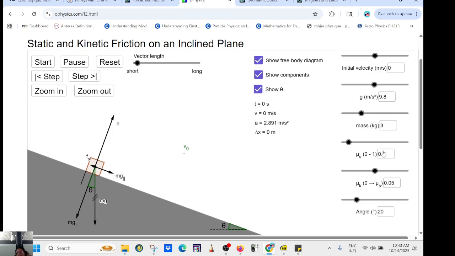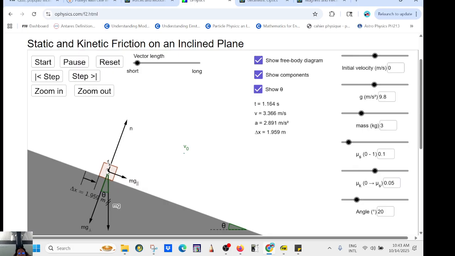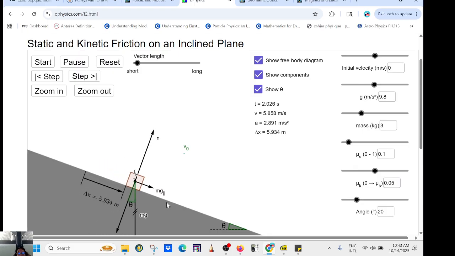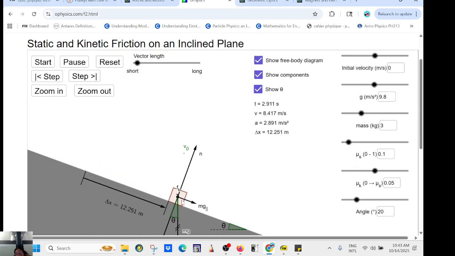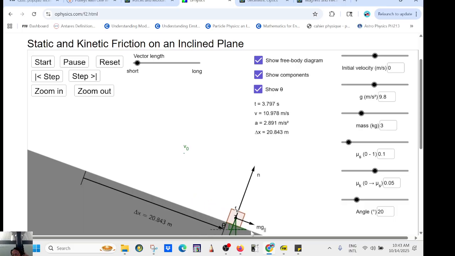You have a coefficient here that will only depend on the materials in contact. But don't worry about that. I just want to show you this. You see here you have a little bit of kinetic friction, and the component of the weight makes it go down slope faster and faster. Is that clear?